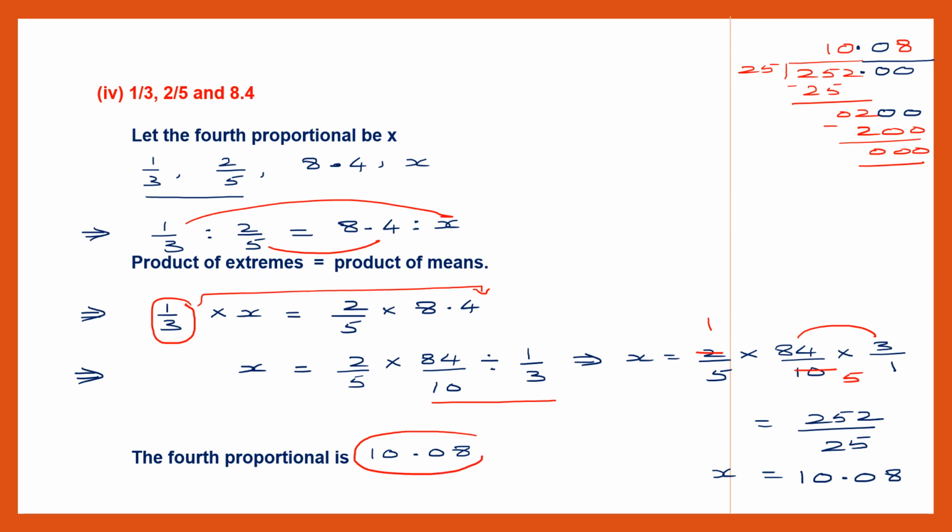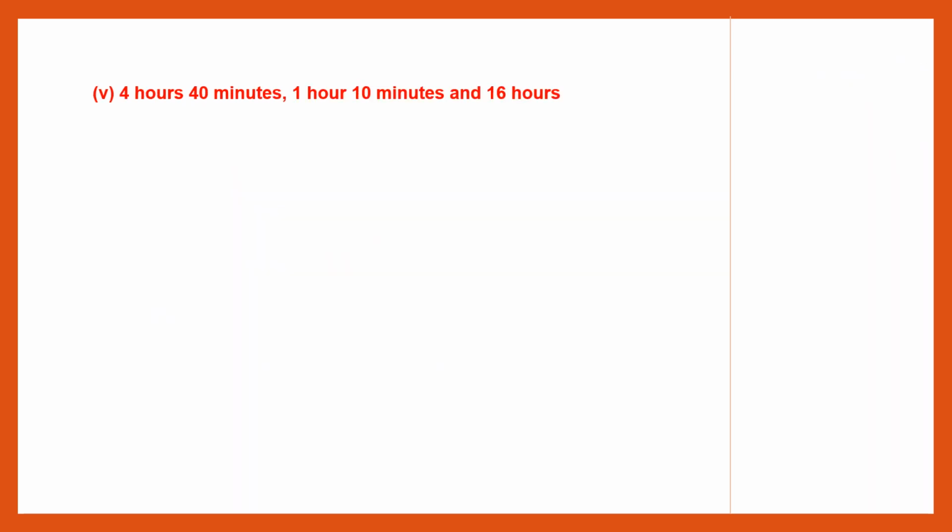So we've got our answer here, 10.08. Question 5. 4 hours 40 minutes is our first quantity. 1 hour 10 minutes is the second and 16 hours is the third one. Now the first thing we're going to do is convert all these into minutes, because we have two units here, hours and minutes. Let's make it one unit.